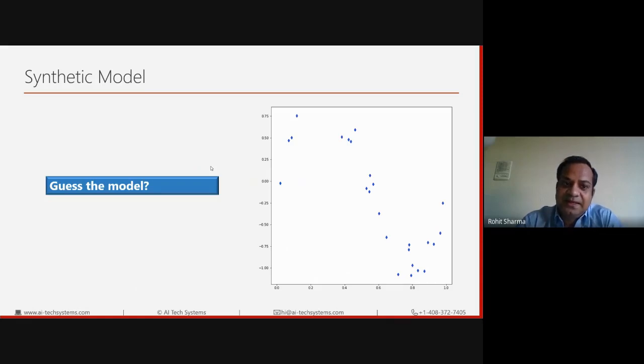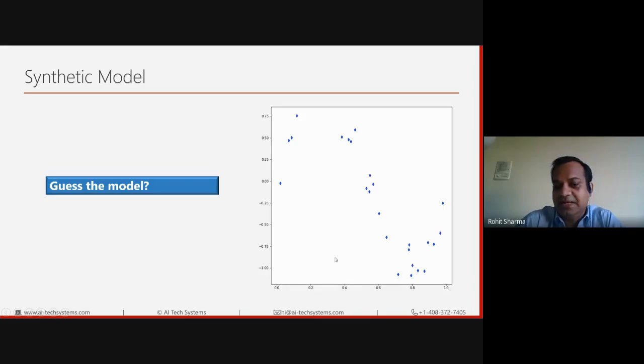Now, on this slide, there are close to 25 points scattered all over the screen. I want you to look at that for 5 seconds and guess what kind of model that would be. What kind of equation does it fit? It's a simple 2D plot where you have a dependent variable on the x-axis and an independent variable on the y-axis. And if you see the bounds, it's -1 to about +1. So that's the model you have.